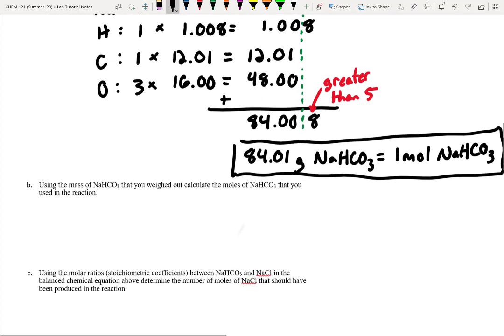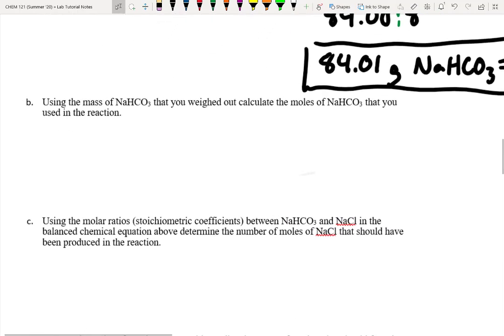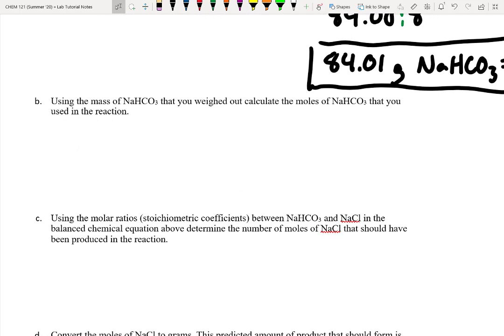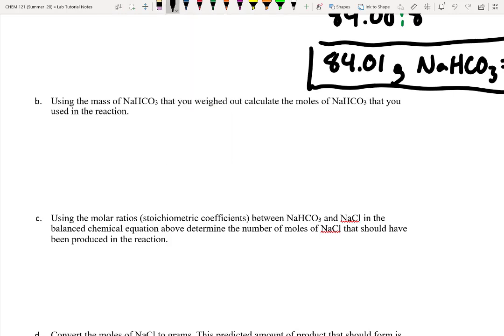Okay, so now part B is asking something a little bit different. Part B says, using the mass of sodium hydrogen carbonate that you weighed out, calculate the moles of sodium hydrogen carbonate. Well, in question 1, we actually solved for the mass that we weighed out. That was the full beaker minus the empty beaker. And we said that we started out with 0.306 grams of NaHCO3. But this is asking us to find moles, right?